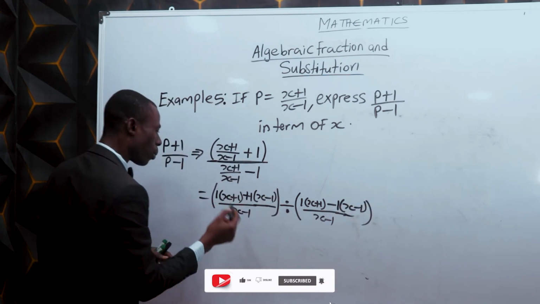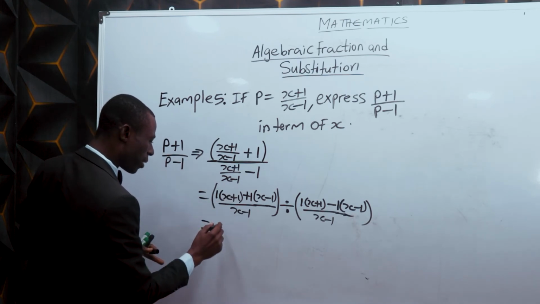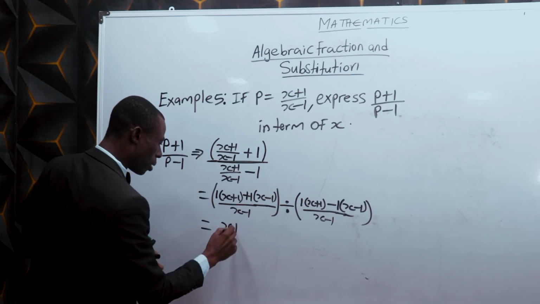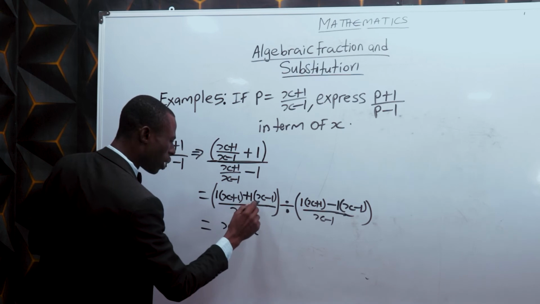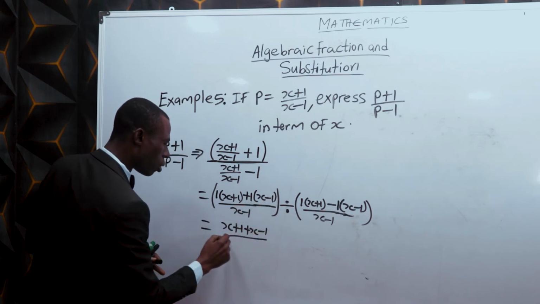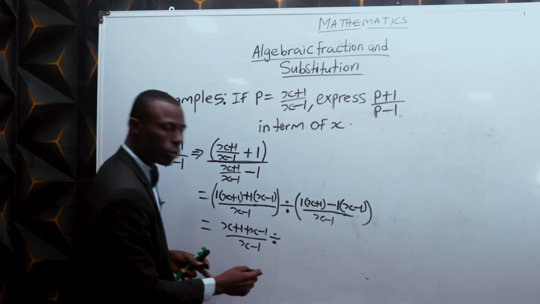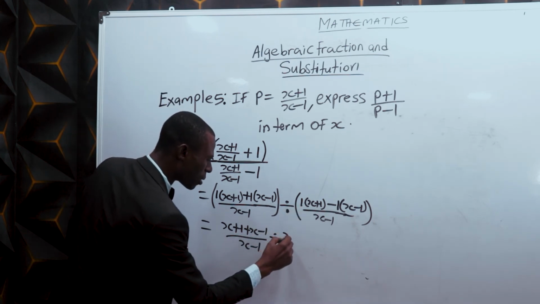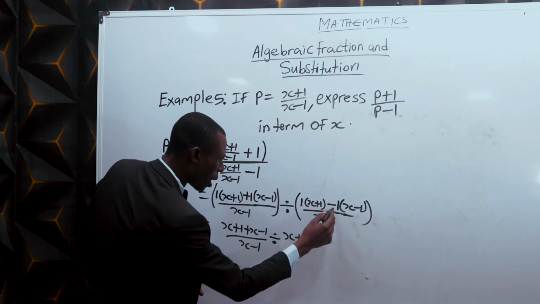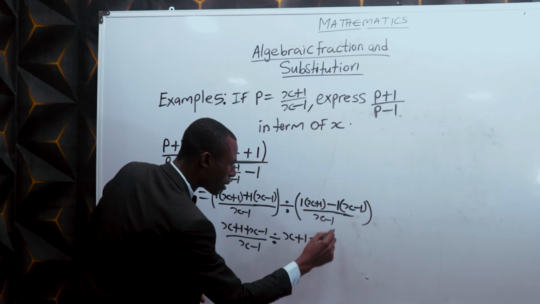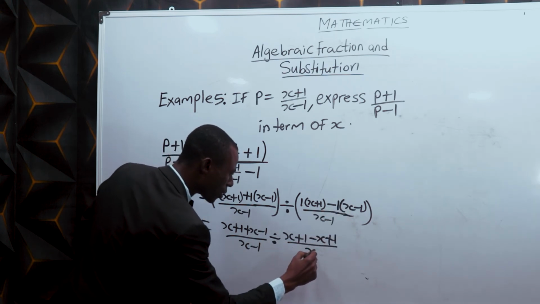So, we can now continue like this. Opening this bracket, 1 times x, that's x. 1 times plus 1, that's plus 1. Plus 1 times x, plus x. Plus 1 times minus 1, minus 1. All over x minus 1. Divided by 1 times x, x. 1 times 1, 1. Minus 1 times x, minus x. Minus 1 times minus 1, plus 1. All over x minus 1.